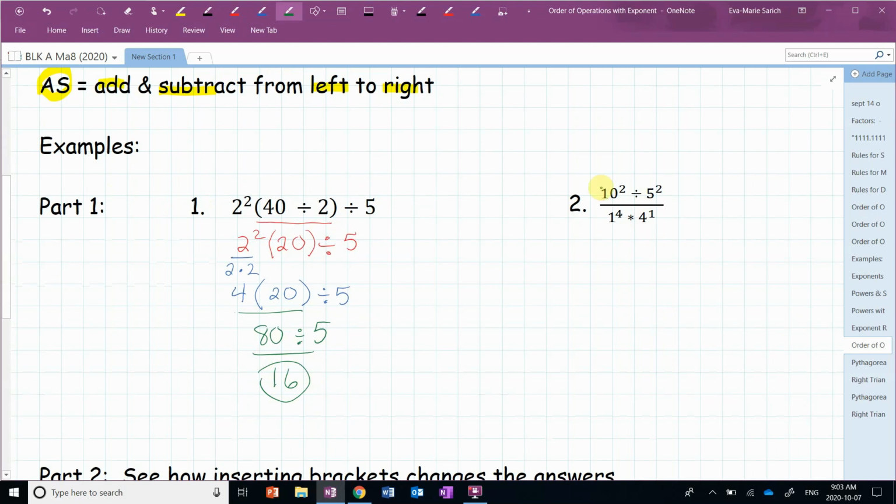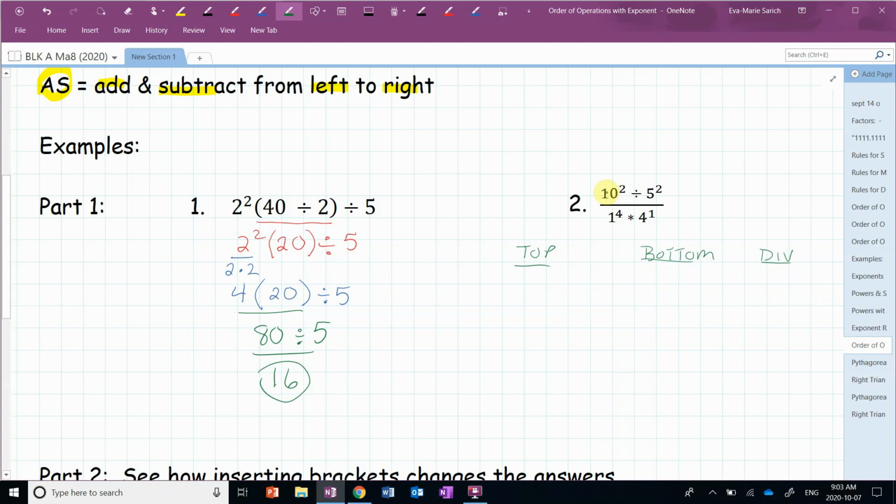The second example here is looking like a fraction. So we're going to have a top we need to solve. We're going to have a bottom we need to solve. And then we're going to need to divide the top by the bottom. Okay? So let's just ignore the bottom and look at the top.